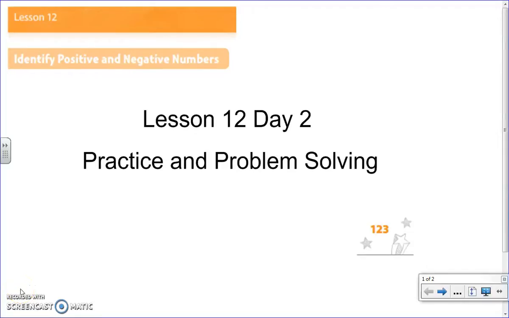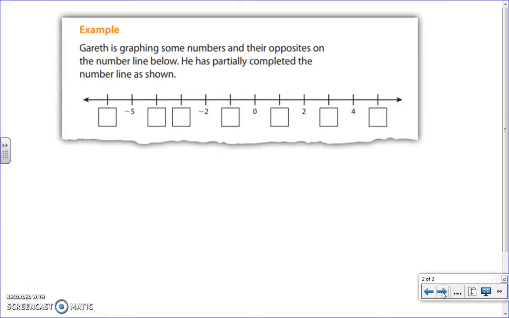My name is Mr. Gillum, and today we're going to be looking at an example problem from your Practice and Problem Solving book on page 123, and it has to do with positive and negative numbers. It says that Gareth is graphing some numbers and their opposites on the number line below. He has partially completed the number line as shown, and there are some blanks in here I can see. I think the first question asks you to fill in the blanks, so I'm going to let you do that.